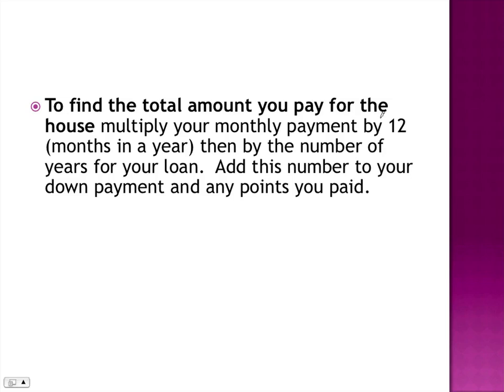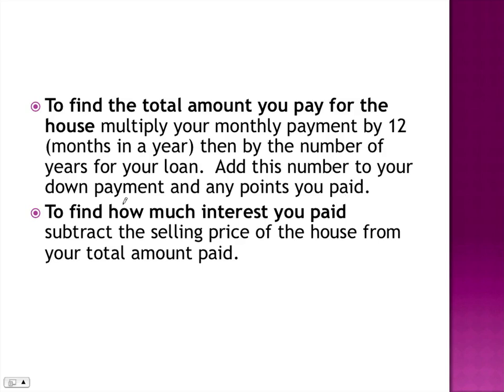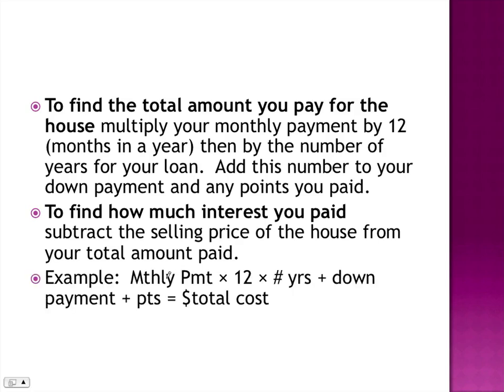Now, to find the total amount you pay for the house, you multiply your monthly payment by 12, and that gives you the amount you pay in a year, then by the number of years for your loan. Then what you want to do is add this number to your down payment and to any points that you paid. Now to find out how much interest you paid, subtract the selling price of the house from your total amount paid. So an example, you're going to take your monthly payment times 12 times the number of years plus your down payment plus your points, and that equals your total cost.